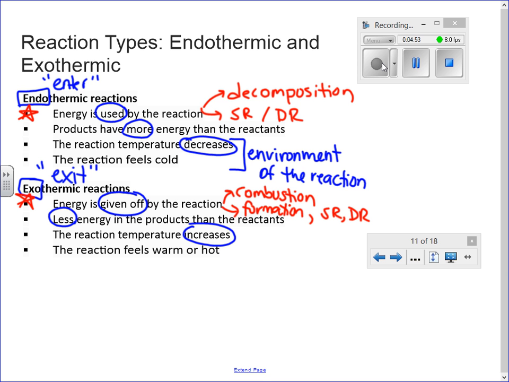So what realistically I might ask you is, when I describe a reaction, could you tell me both categories? Could you tell me, for example, that it's a formation reaction and that it's exothermic? That would be something that I would ask about. And the way you'll know is whether energy is given off or energy is used up. That will be the key characteristic difference.